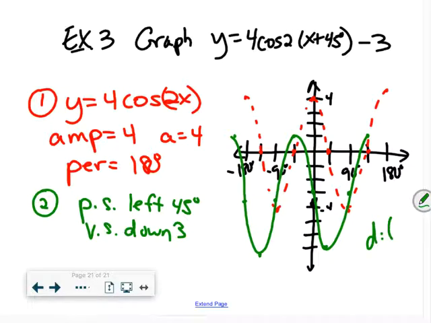All right, so the domain is negative infinity to infinity, and my range is negative 7 to 1. Now remember how we talked about, we can check the range from our amplitude. Half of negative 7 to 1 is half of 8, which is 4. So I did do it correctly.